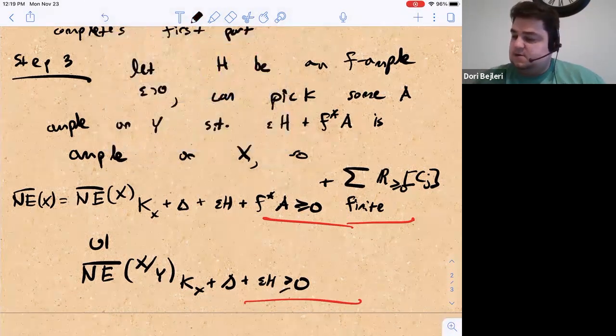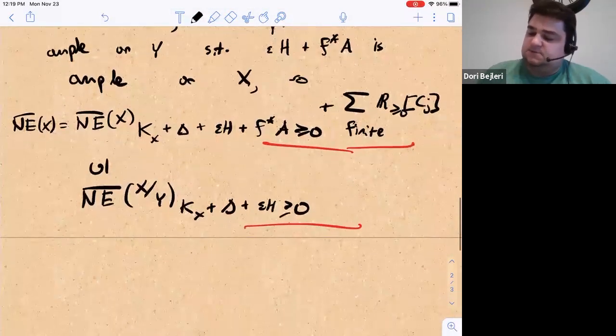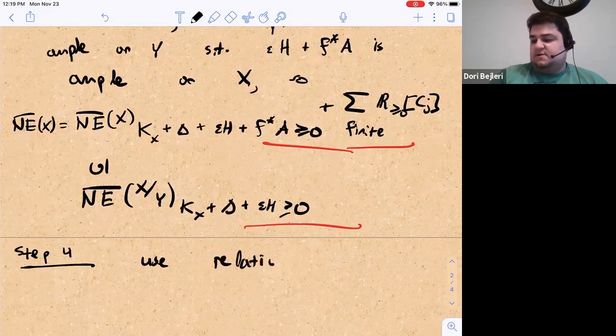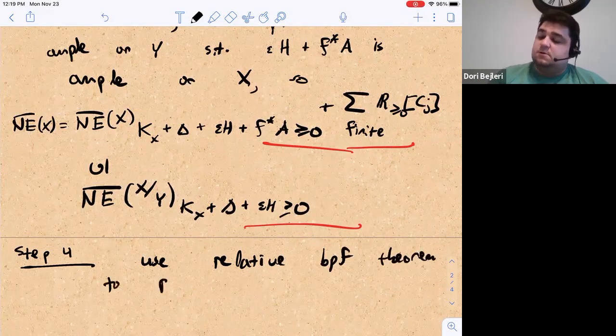Okay, so that was step 3. And then step 4 is just run through the same argument, because now we have the relative base point free theorem. So now we use the relative base point free theorem to produce extremal contractions, just like before.